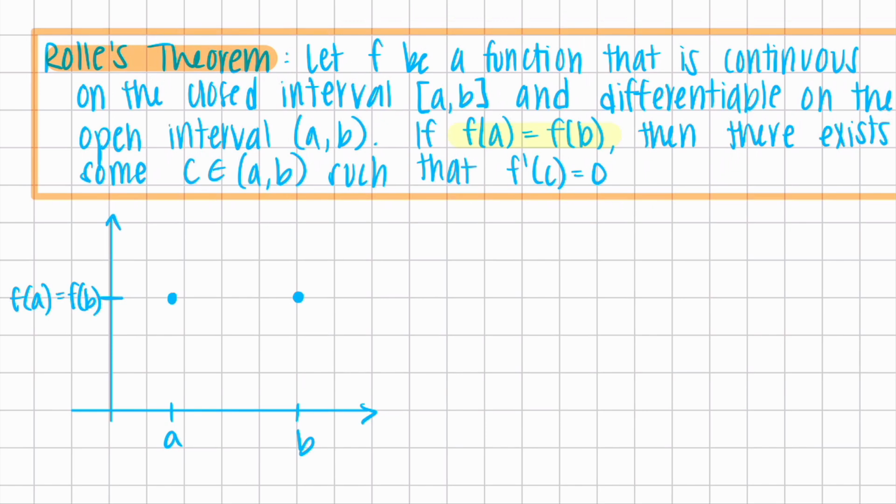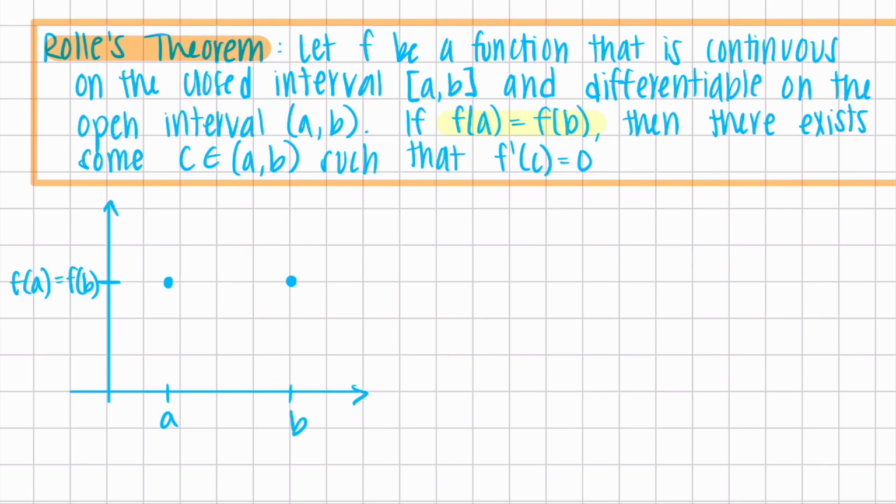Now, f is my function, and we know it's continuous on the interval and differentiable. So I want you to try and draw some sort of connection between the 2 points that's continuous and differentiable. Now, Rolle's theorem is saying that if we are continuous and differentiable on the interval, then there has to be some other x value c such that the derivative is 0.